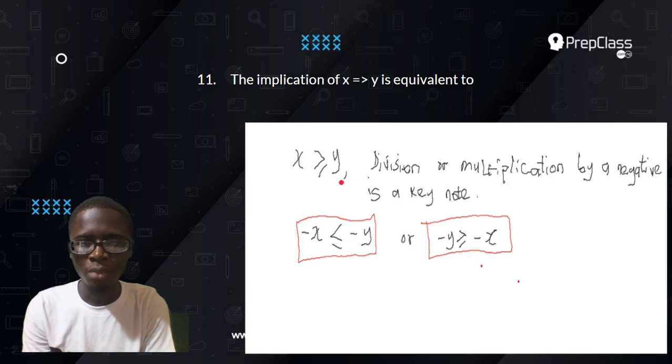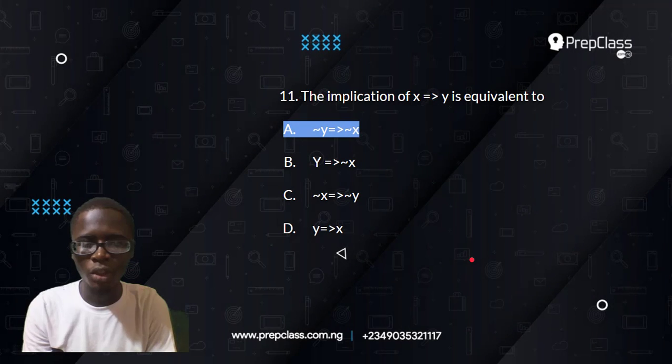So now, by the time I multiply both sides by -1, so x times -1, we have minus x, and y times -1, I have minus y. And basically, as you can see, the direction of the inequality was to the right before, and all of a sudden, it has twisted to the left. So this shows that minus y is greater than or equal to minus x, which is exactly what we have here. Now, this is supported by option A.